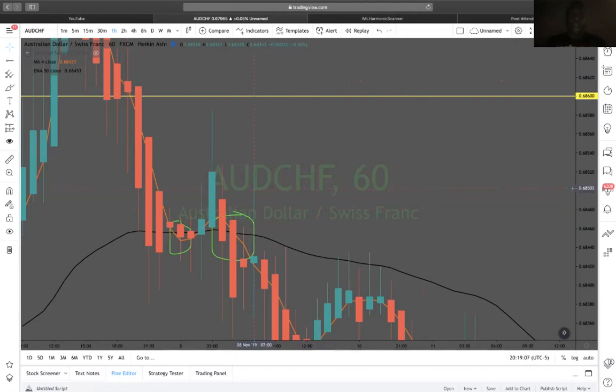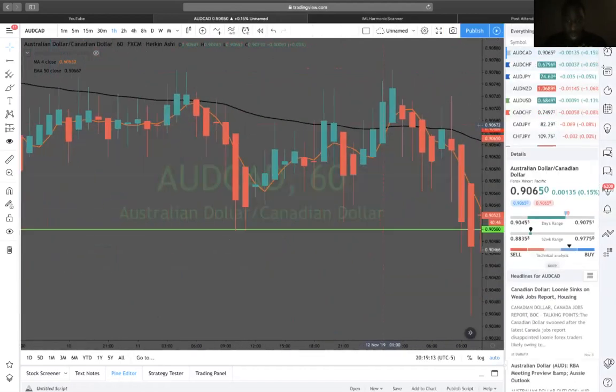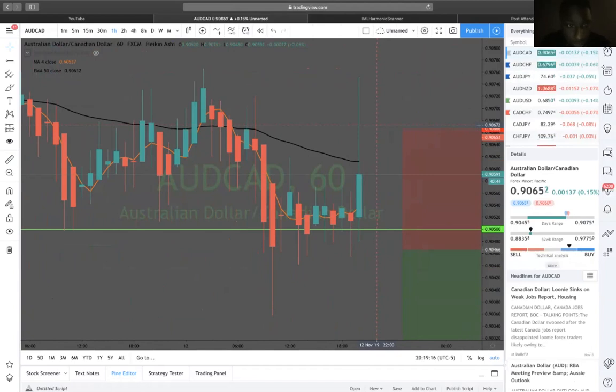So I'm going to show you an example because I actually took a trade earlier with this cross here, which, wait, was it this one?